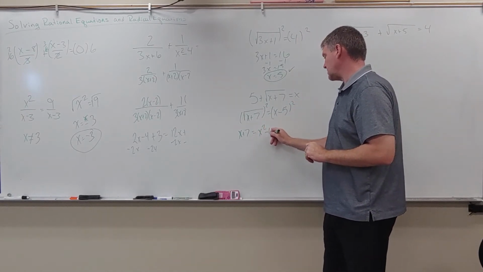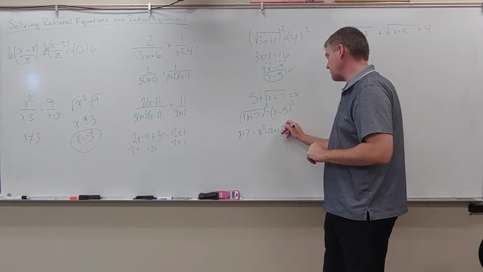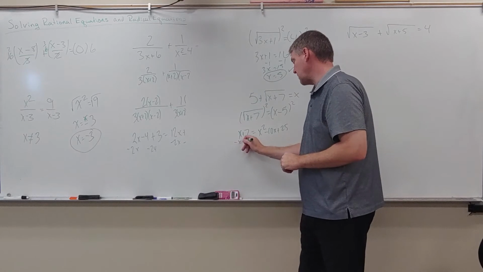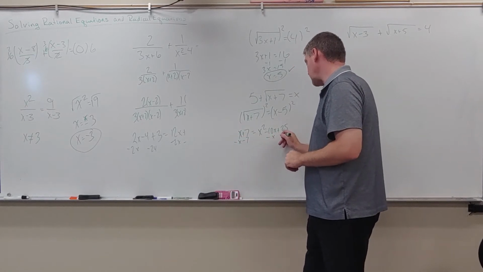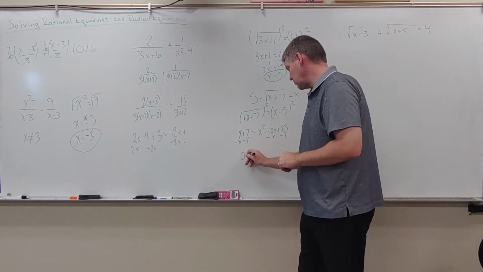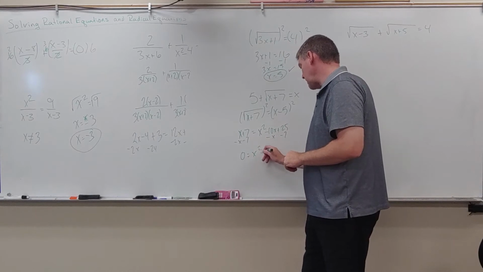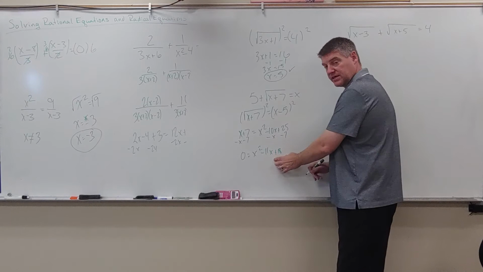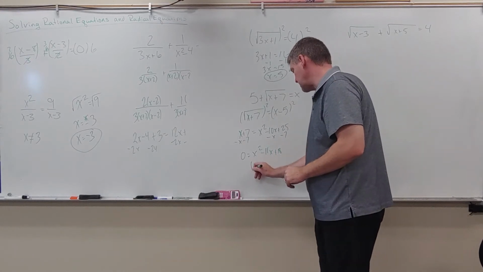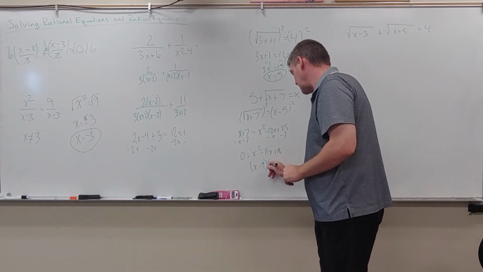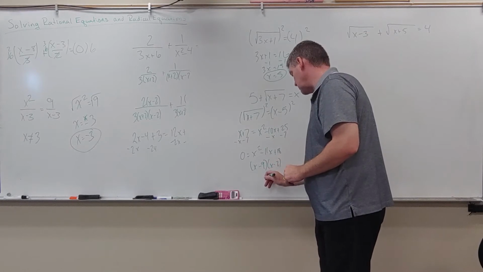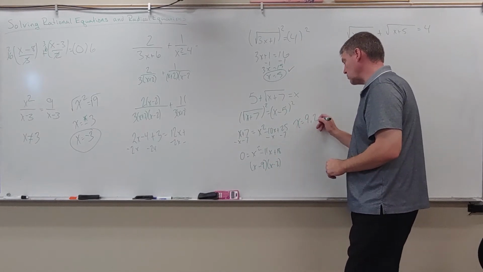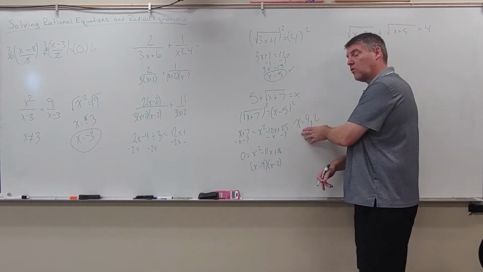x squared minus 10x plus 25. I'm now going to move everything over. So I'm going to subtract x and subtract 7 from both sides. 0 equals x squared minus 11x plus 18. The nice thing is this is factorable. So this gives me x minus 9, x minus 2. So now x is equal to 9 and 2. I don't want to just stop here.